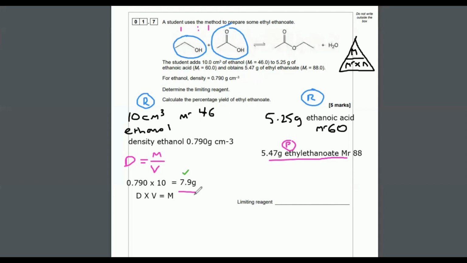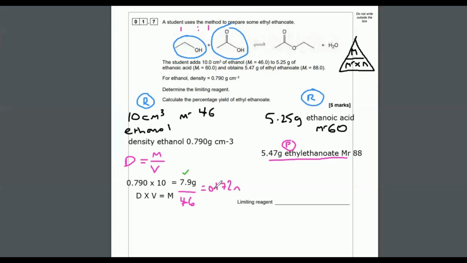So I'm going to divide that by 46, and this is going to give me my moles of ethanol, and it's 0.172. So I've got my lovely moles of ethanol right there.